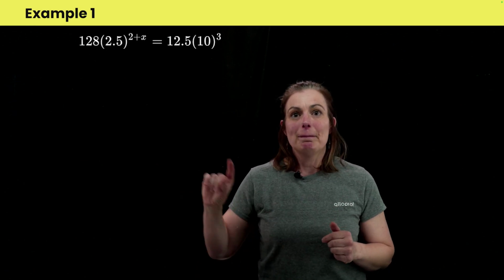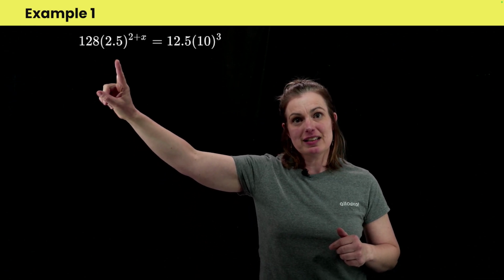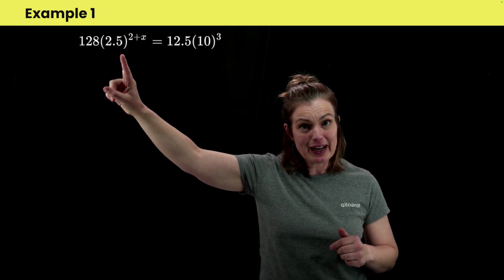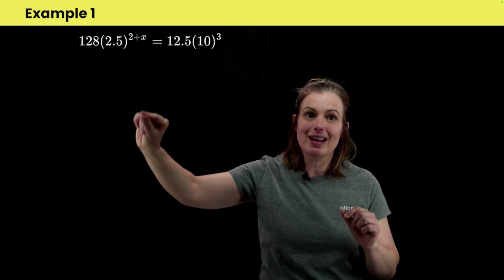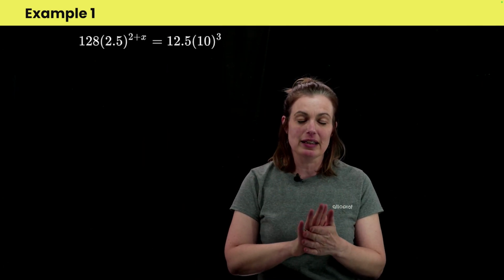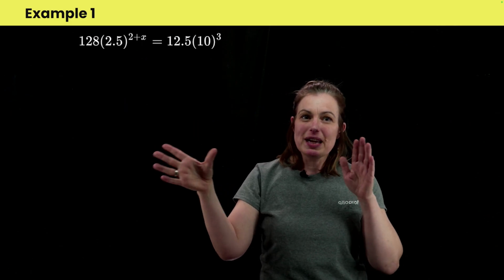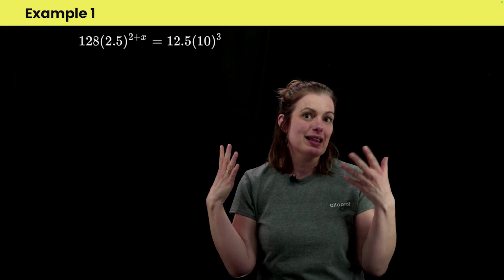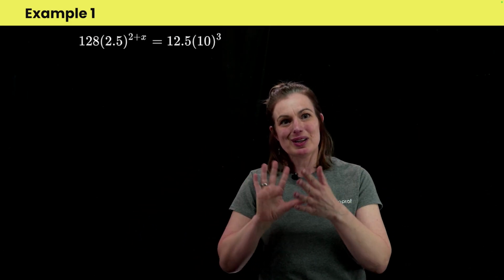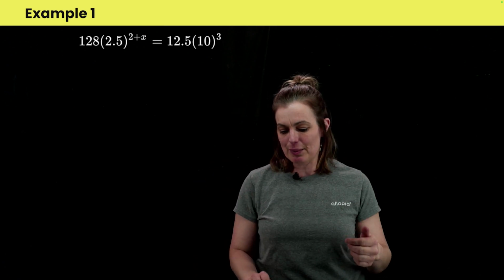You'll notice over here on the left-hand side, I have 2.5 in brackets, and it's to the exponent 2 plus x. So my exponents are being added. Then on the right-hand side, I have a 10 in brackets. The bases are different, so I want to make them the same to be able to solve this.